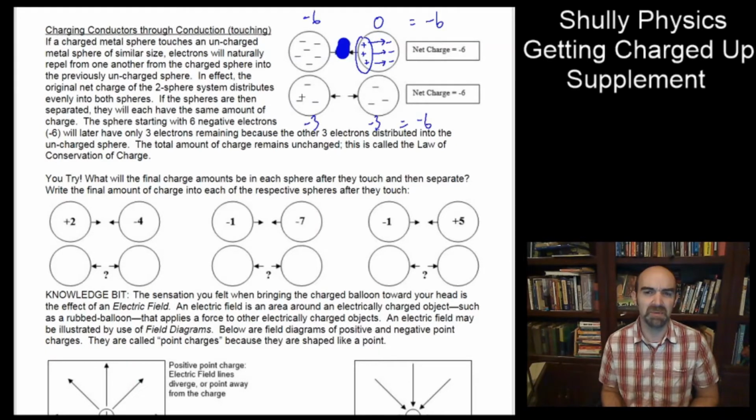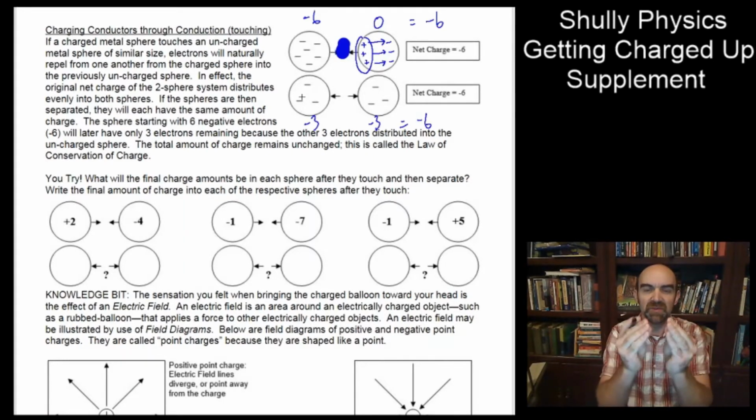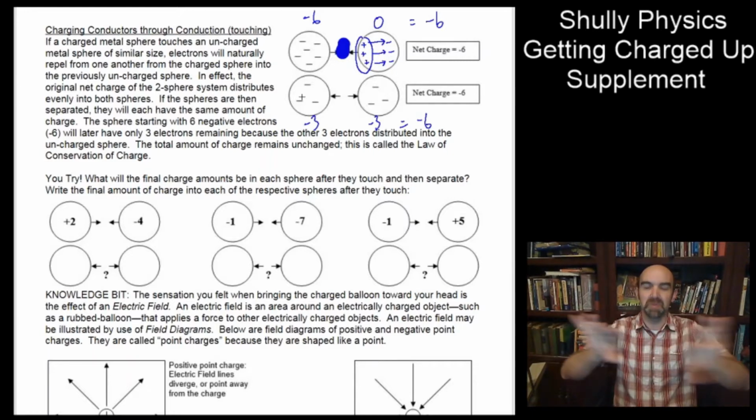So this cool thing happens when you've got a neutral object and a charged object: first they actually attract, then they touch, they kiss, and after they touch, they'll have an equal number of charges, so therefore they will repel after that.